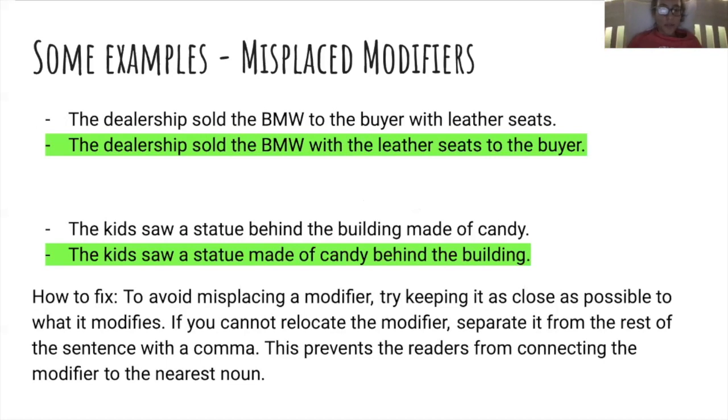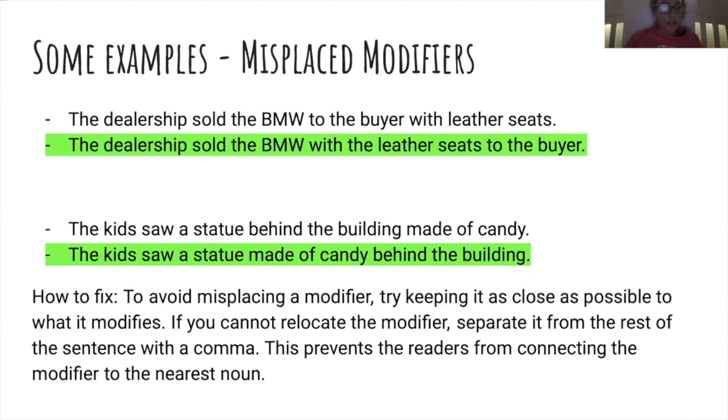Some examples for the misplaced modifiers are as follows. Okay, so we'll start with the dealership sold the BMW to the buyer with leather seats. Now you see that there's confusion in this one because you're saying the buyer has leather seats, not the BMW. So that's why we have to change it to the dealership sold the BMW with the leather seats to the buyer, because it's the car that has the leather seats, not the buyer. So you have to switch it around.